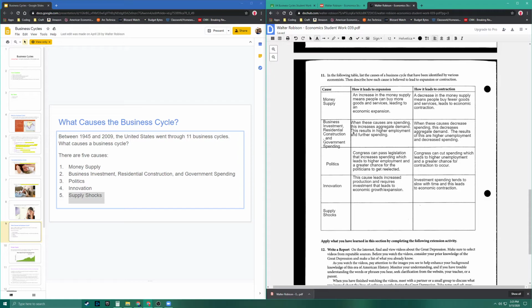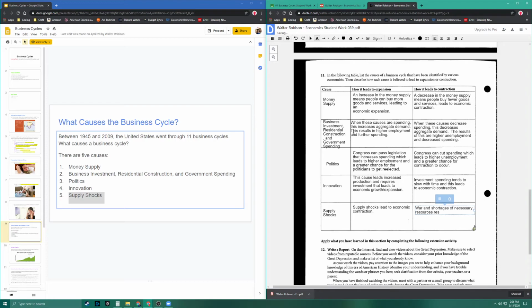Then we have supply shocks. So supply shocks always lead to the same thing, and that is they lead to economic contraction. And the reason why is because they're not expected. So some examples of this are war, and shortages, like say toilet paper and other things, of necessary resources. So it's food, medicine, all that stuff.